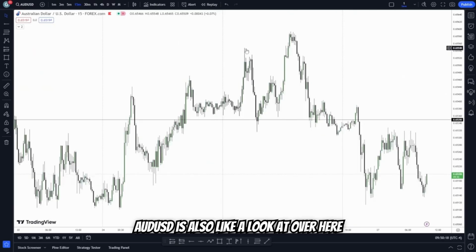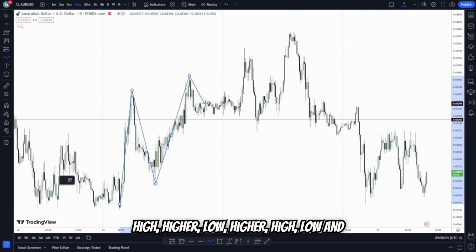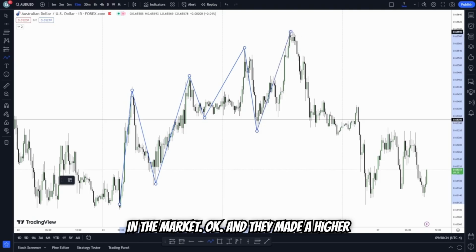AUD USD is also like, look at over here, making a higher high, higher low, higher high, higher low, higher high, lower low. What I told you, when this happens, this is the best place to enter in the market. Okay, and it made a higher high. Okay, now people were looking for sells over here, but what happened? It created a higher high, and now we will sell over here.